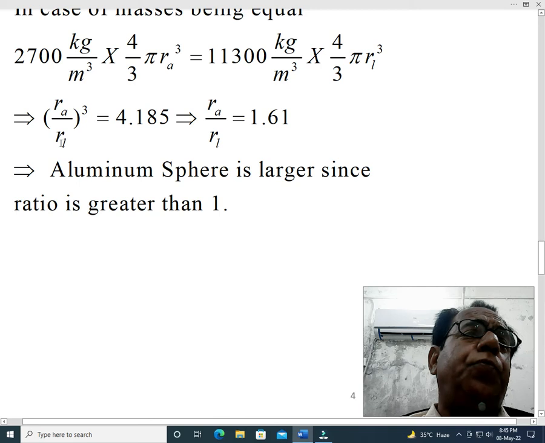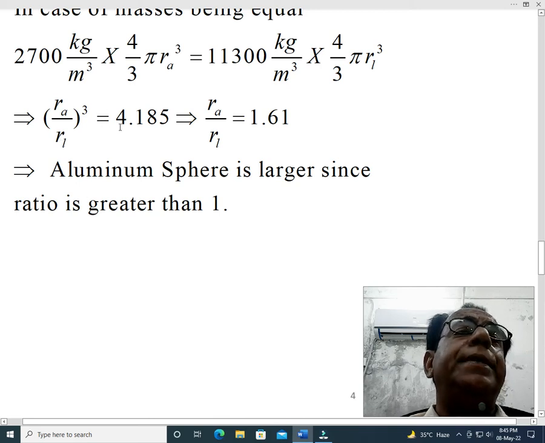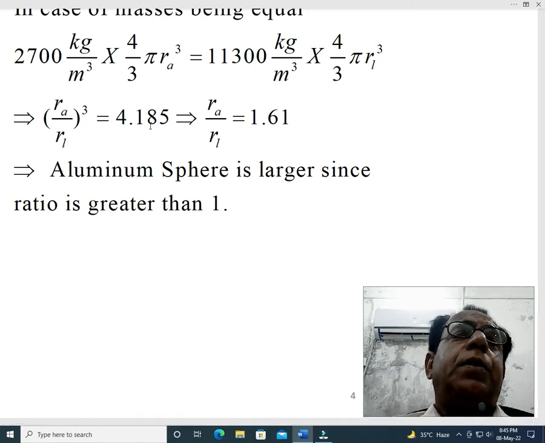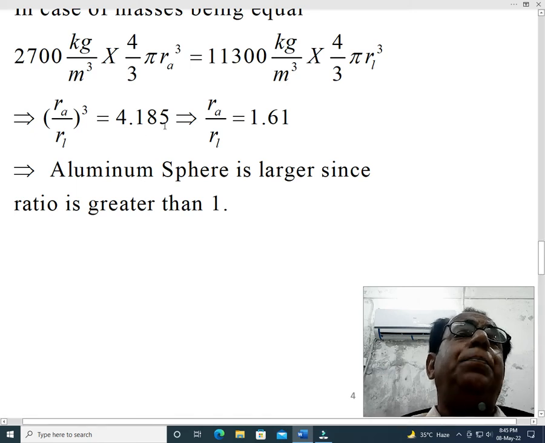Hence we will be left with this form, that is the radius of aluminum divided by the radius of lead, whole cube, is equal to 4.185. Then we take the cube root of both sides. Then we will get simply the radius of aluminum divided by the radius of lead equal to 1.61.